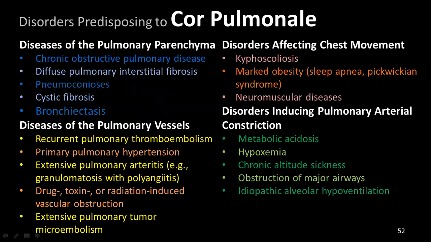So these are the disorders predisposing to cor pulmonale. There are 4 groups of diseases that predispose to cor pulmonale: diseases of the pulmonary parenchyma, pulmonary vessels, diseases affecting chest movement, and pulmonary arterial constriction. A lot of causes are there, but remember these main 4 headings at least.